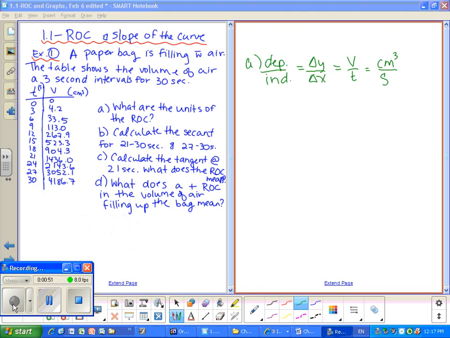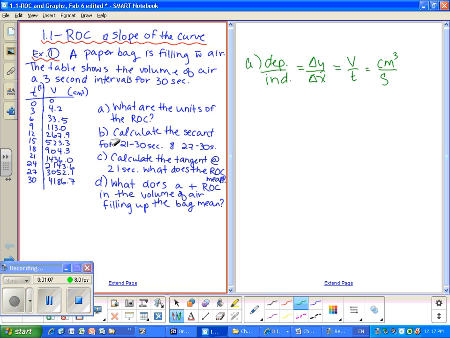For part B then, we have to calculate the secant. What is the secant again? Okay, the average rate of change. How else do we know it's a secant? 2 points, that's right. So if we look at the first part here, this is the first one.